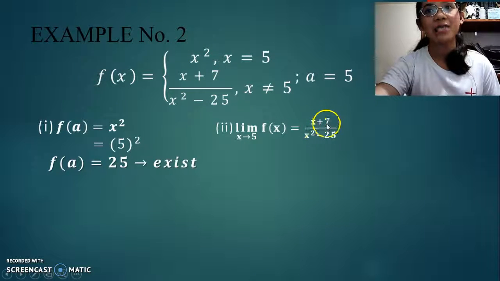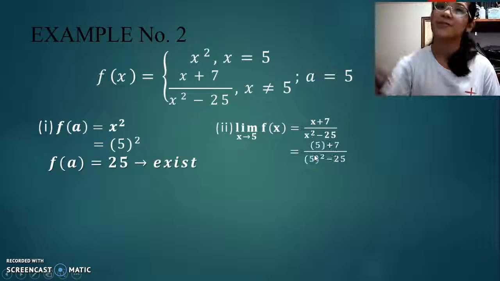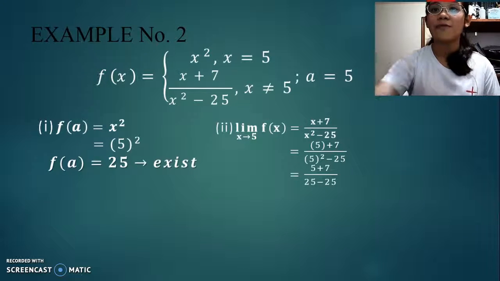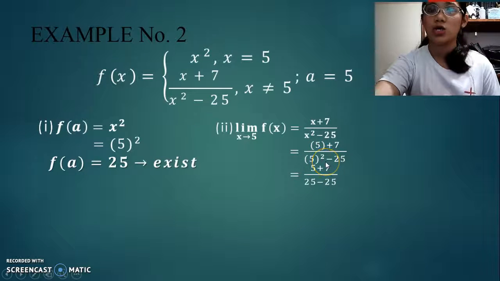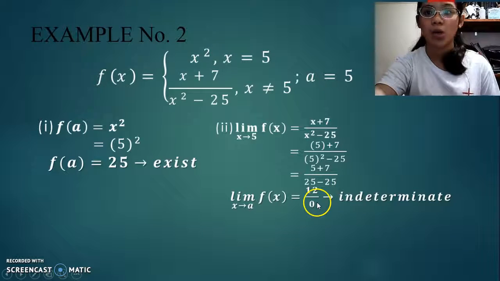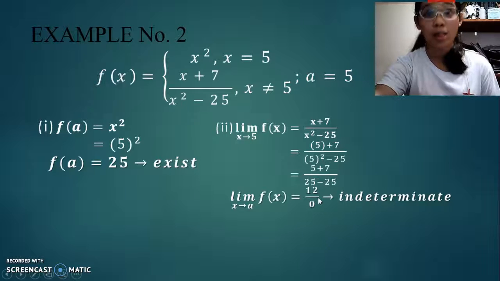Given x plus 7 over x squared minus 25, we will substitute 5, since x is approaching 5, right? So, we have 5 plus 7 over 5 squared minus 25. According to the PEMDAS rule, we will solve first for the exponent. So, 5 to the power of 2, we are given 25. And then, let's add, and then subtract according to PEMDAS rule. 5 plus 7, we have 12 over 25 minus 25, 0. So, 12 over 0 is an indeterminate number.